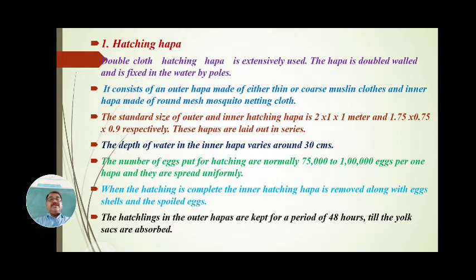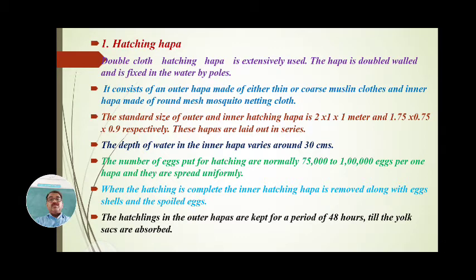When the hatching is complete, the inner hatching hapa is removed along with eggs, cells and the spoiled eggs. The inner hapa is removed because the eggs are present in it, and it is never possible that all eggs are hatched. Nearly 90% or 95% of eggs are hatched, and 5% of eggs are not hatching, not fertilized, not formed, not broken down, and spawn is not produced.